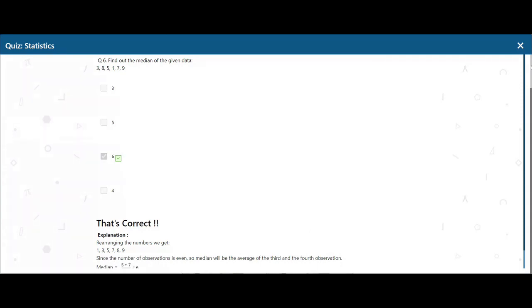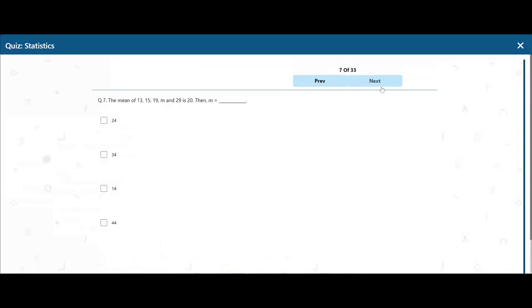Next, Madhumita. You have to answer. The mean of 13, 15, 19, M and 29 is 20. Find the value of M. What's your answer? Madhumita, add up everything. What is 13 plus 15 plus 19 plus 29? Ma'am, the answer is 24. Option 1.